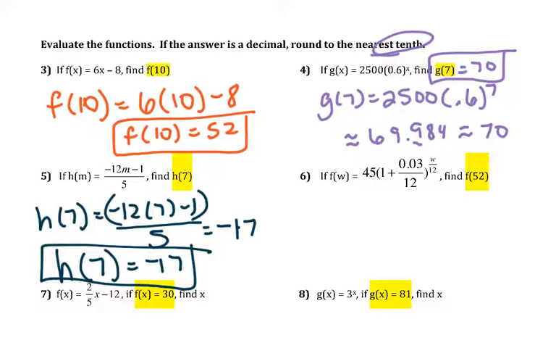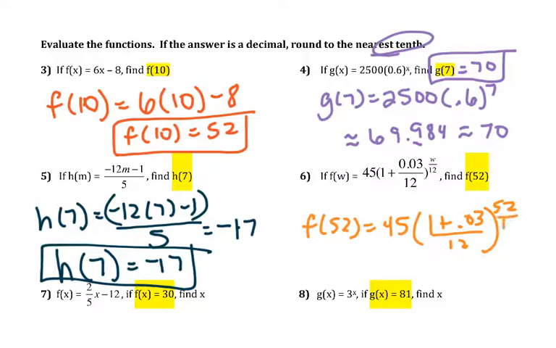Okay, number 6, f of w, so we're going to do f of 52, and that's 45 times 1 plus 0.03 over 12. This looks like a compound interest problem. So you're going to put that in your calculator. We've talked about how to do that before. So putting that in your calculator, you're going to get 45.5, and that's rounded to the nearest tenth, so f of 52 is equal to 45.5.